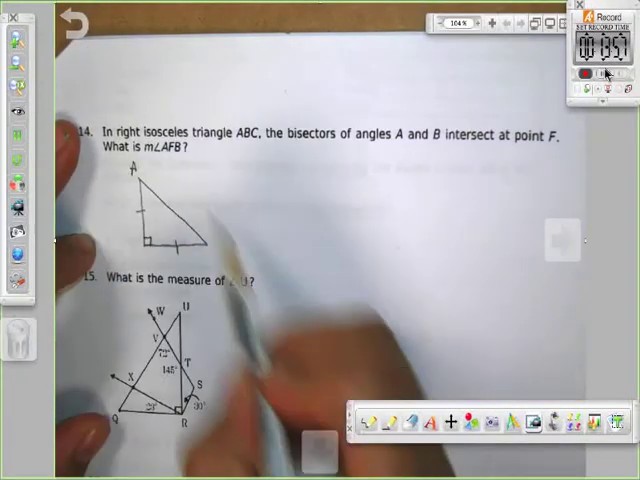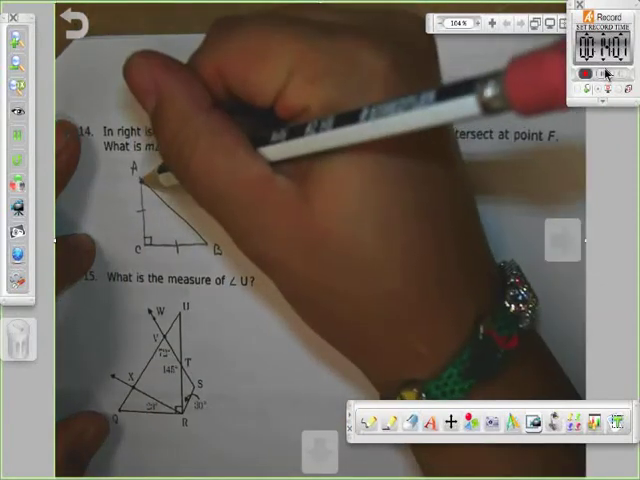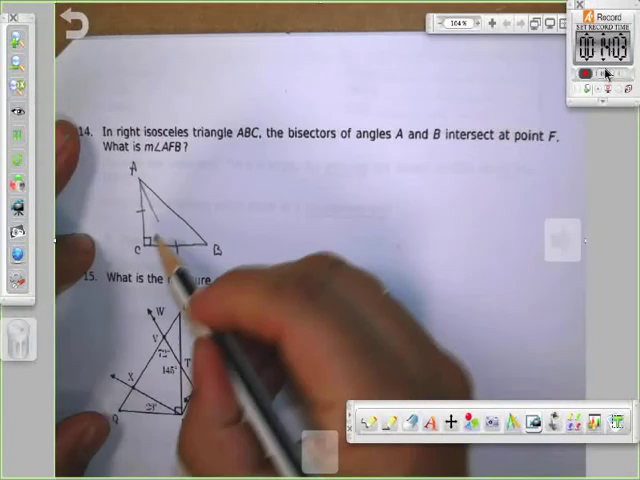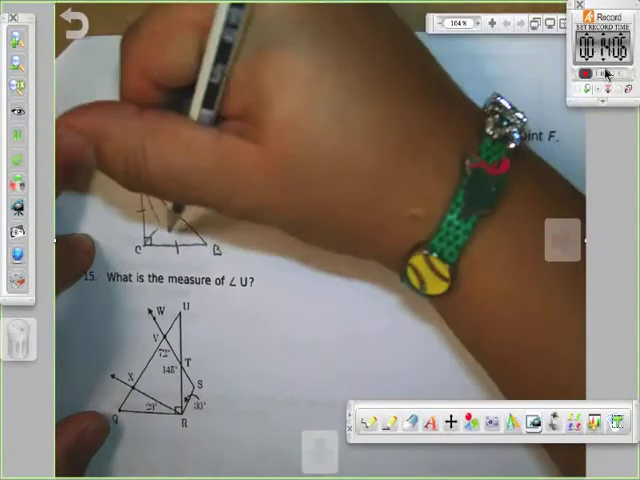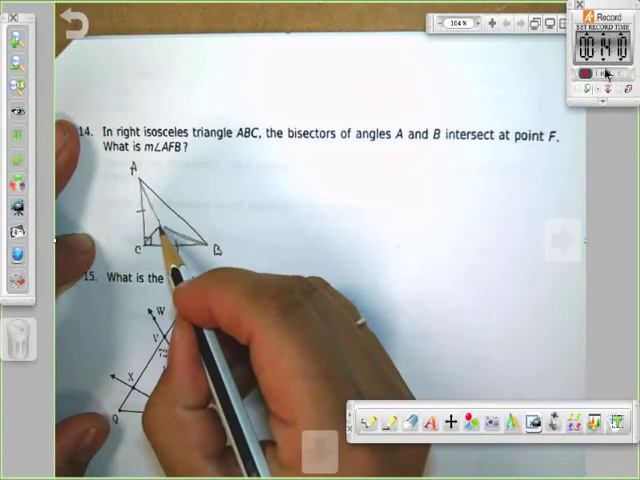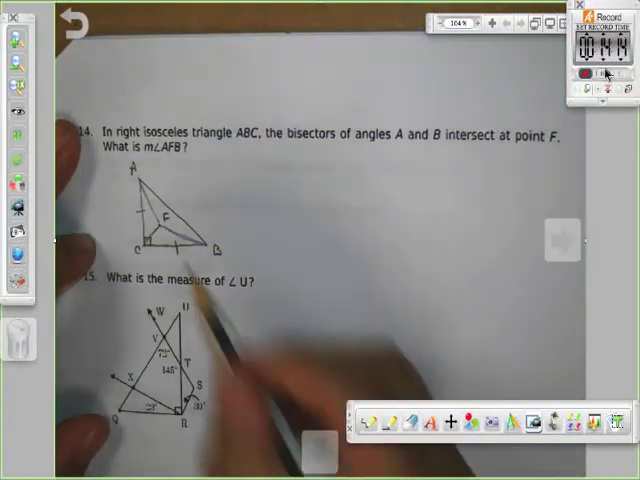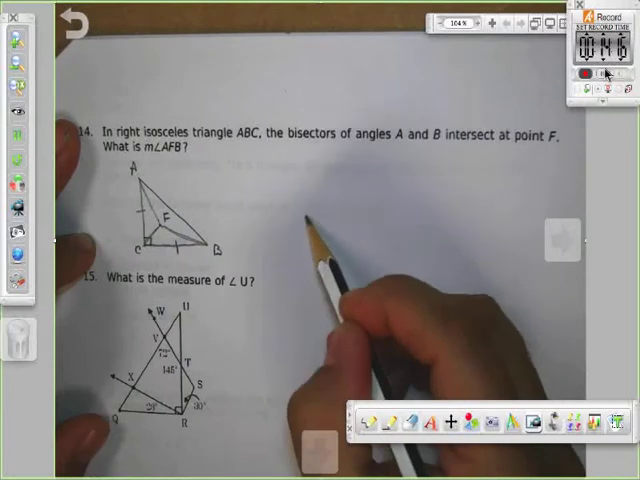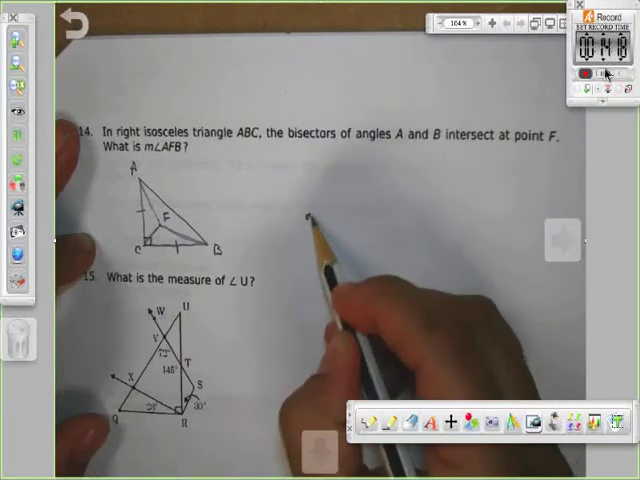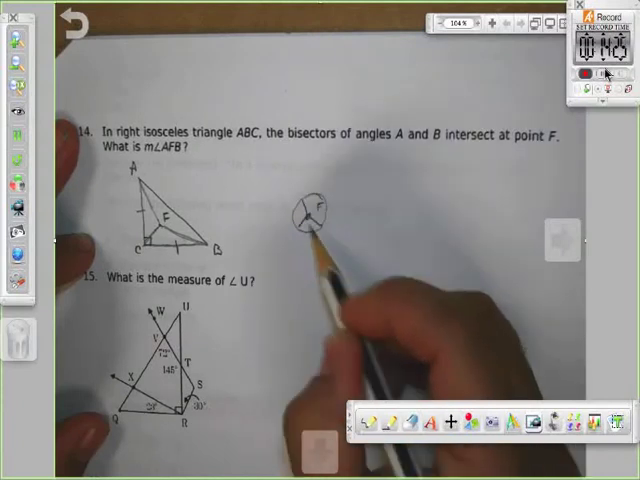In a right isosceles triangle, so here is an isosceles triangle, legs are congruent, 90-degree angle. It says the bisectors of angle A and B intersect at point F. So I'm going to draw an angle bisector and have it intersect at point F. This is point F. It says, what is the measure of angle AFB?